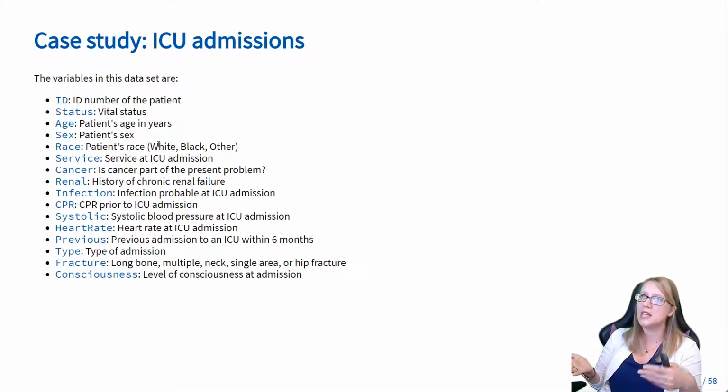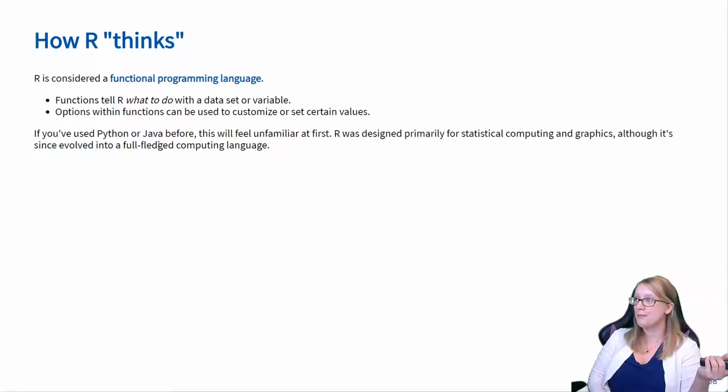Service is medical or surgery. Apologies for that confusion. Then whether or not they were admitted because of cancer, whether they have a history of chronic renal or kidney failure, infection at ICU admission, whether or not they had received CPR, systolic blood pressure, heart rate, previous admission to an ICU unit, type of admission, fracture, and then finally, level of consciousness. So that's the data we have for these patients.